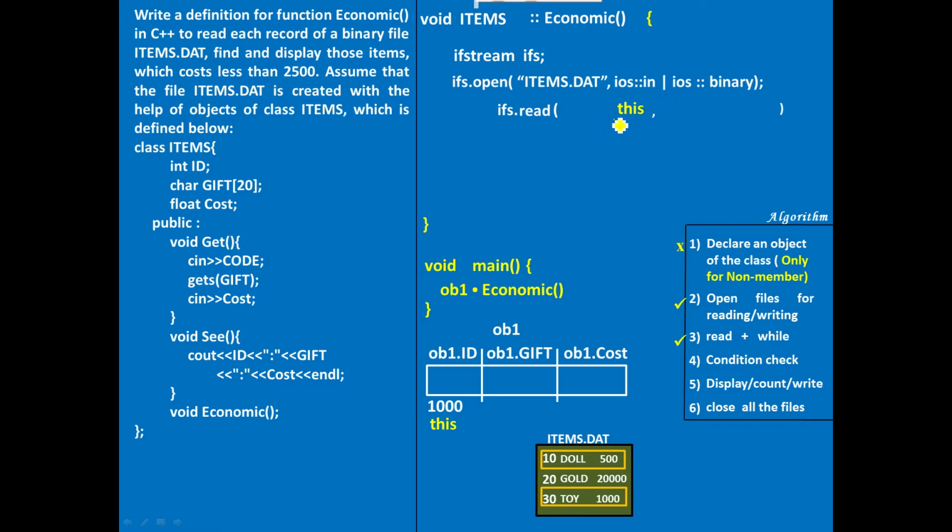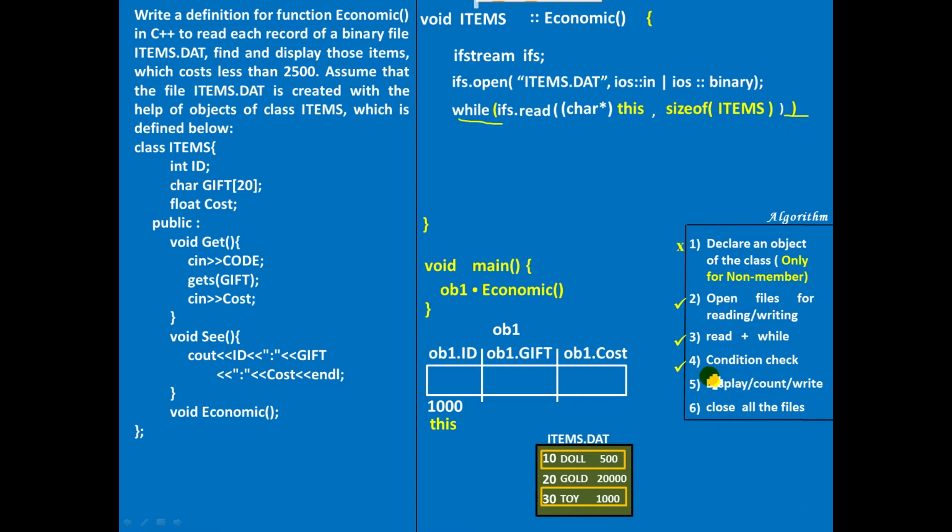Now address must be passed as a string. So typecasting, char star. Second argument, the size of this object. So you can use sizeof followed by class name, because the size of the class and the size of its object, they are the same. Now ifs.read will read only one record. If you want to read all the records one by one, repeat this. How do you repeat? While loop.